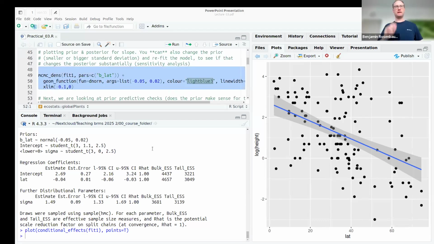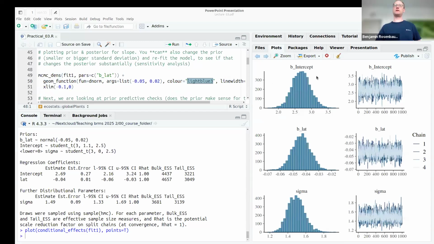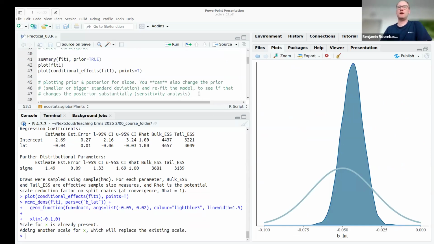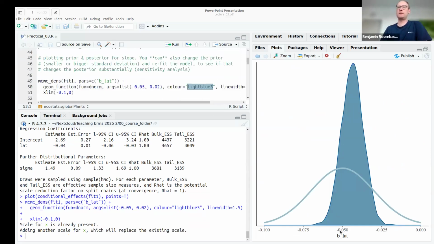I added this part here to look at the MCMC dense, which gives you a density plot. So this is a histogram, but you can also use a density plot. It doesn't matter that much. But because brms doesn't have a function to plot prior and posterior in one picture, I added this little part of code to display the prior and the posterior, just to give you an idea how they both match up.